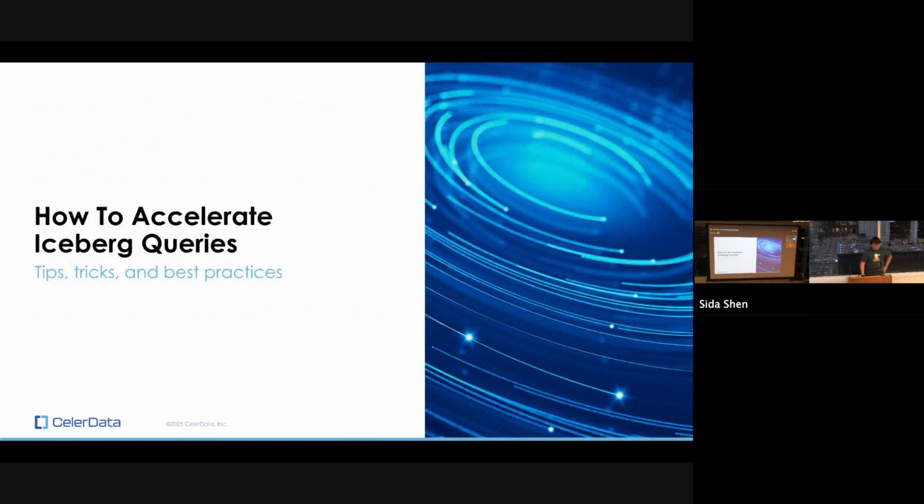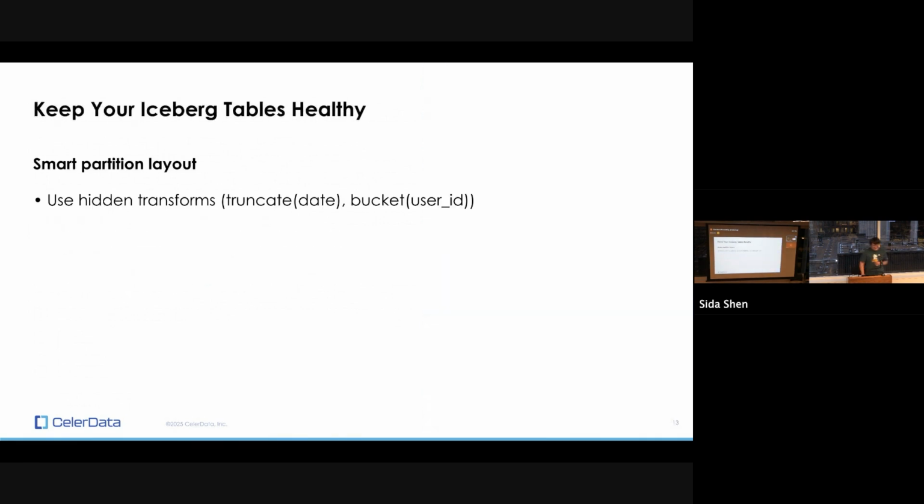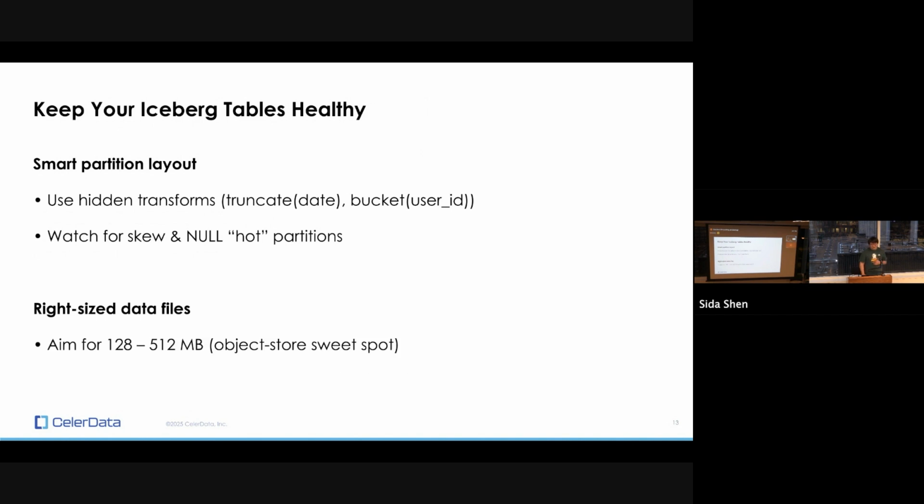And how to accelerate Apache Iceberg queries? Here are some tips, tricks, and best practices. First, you have to keep your Iceberg tables in good shape. Apache Iceberg operates like a data warehouse, so your normal data warehouse tips, tricks, and best practices still work. Avoid data skews and partition your data correctly. Use Apache Iceberg features such as hidden partitioning to make your life easier, and watch for skews and hot partitions.